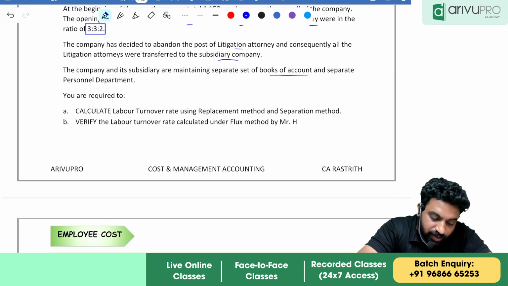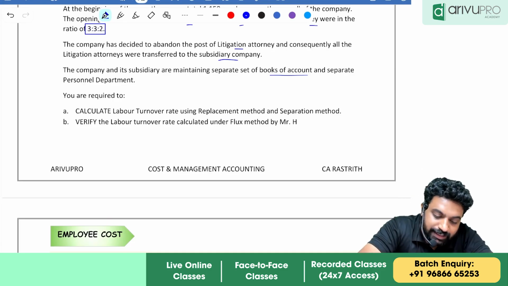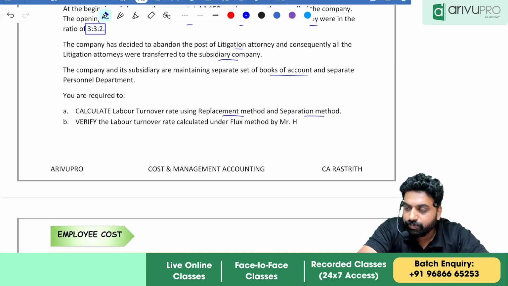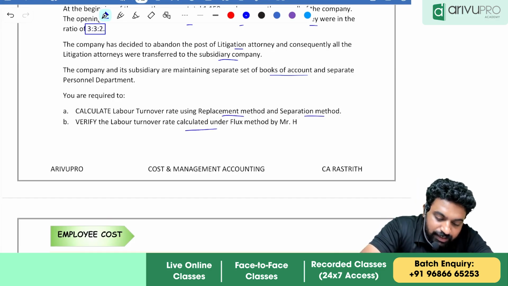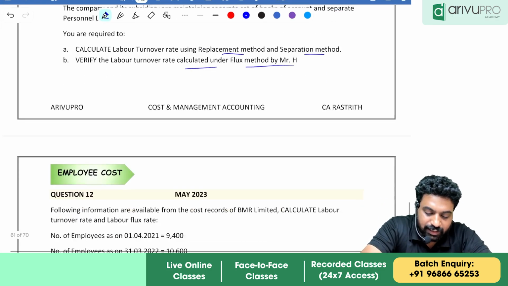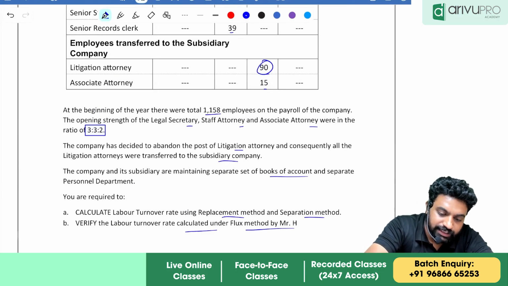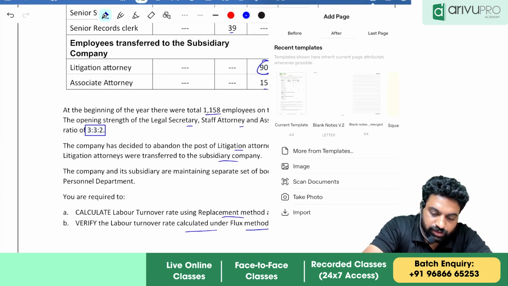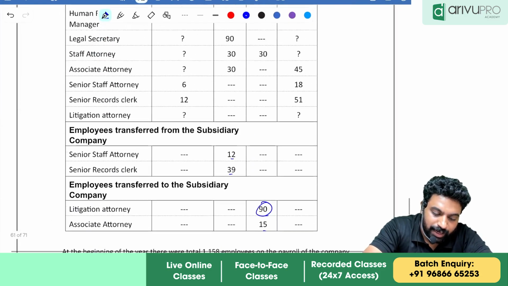Required: 1. Calculate labor turnover using the replacement method and the separation method. 2. Verify the labor turnover calculated under the Flux method by Mr. H. Go through the question, guys. Go through the question. Nice question. Mark it as LMR Pro Max.